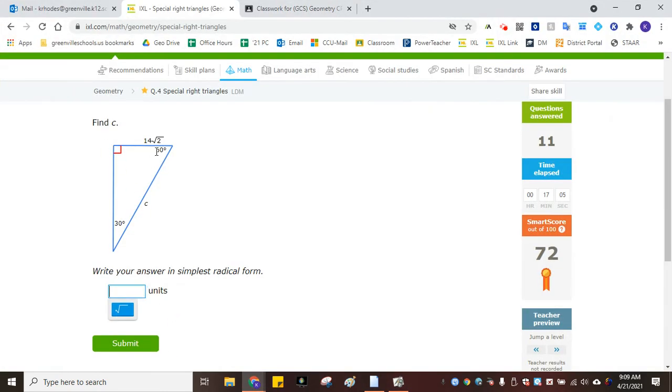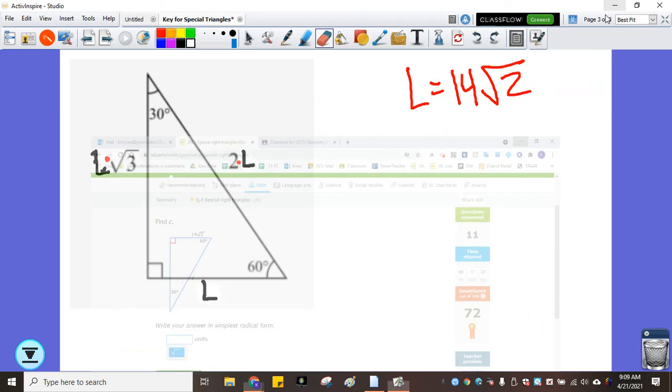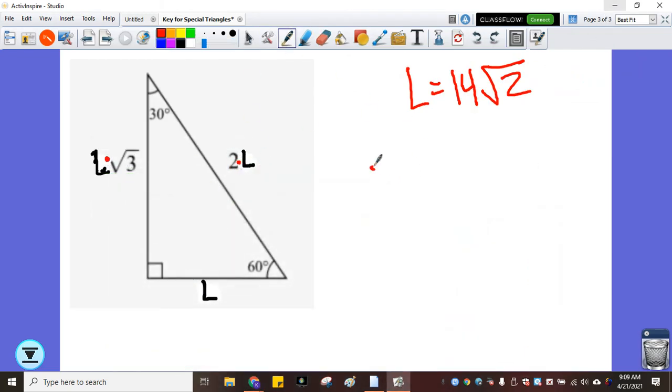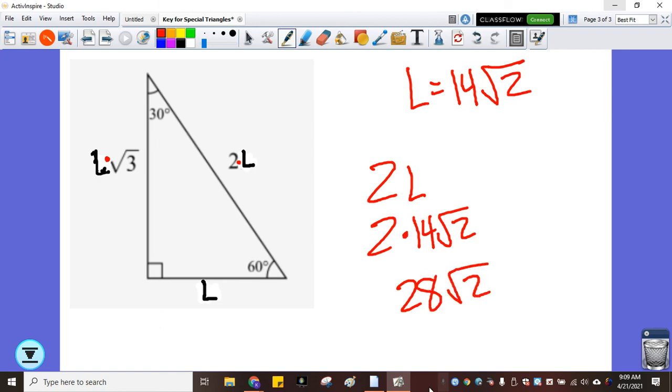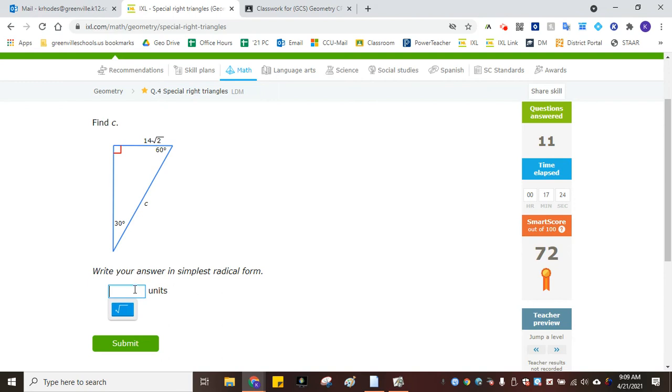Our short side is 14 square root of 2. We're asked to find the hypotenuse. Our hypotenuse is 2L. So we need to multiply this by 2. So 2 times 14 square root 2. You only multiply what's outside the radicals together. So 28 square root 2.